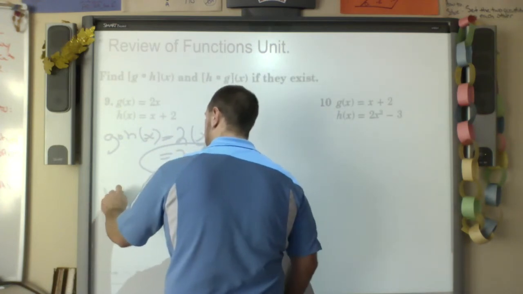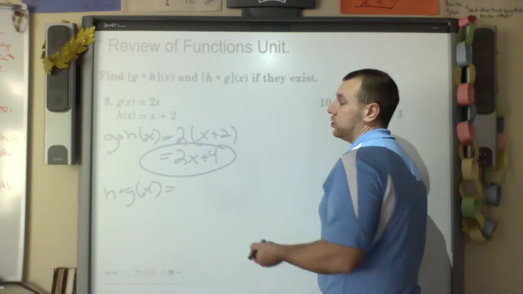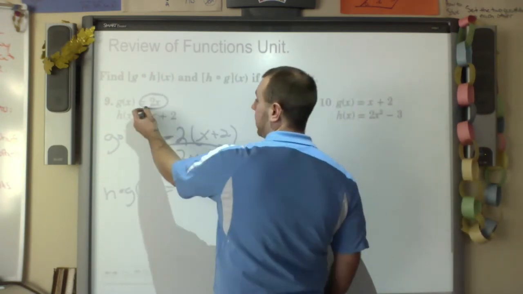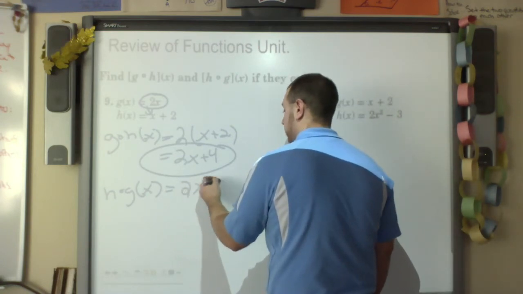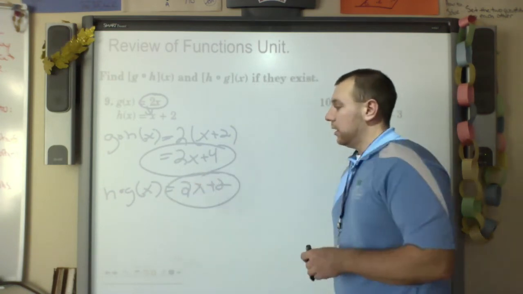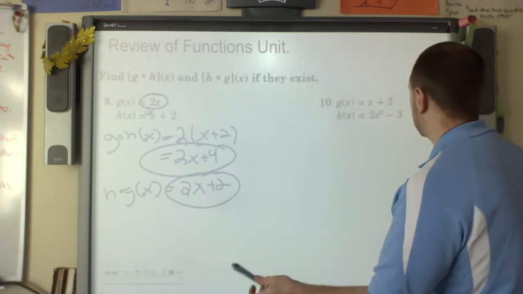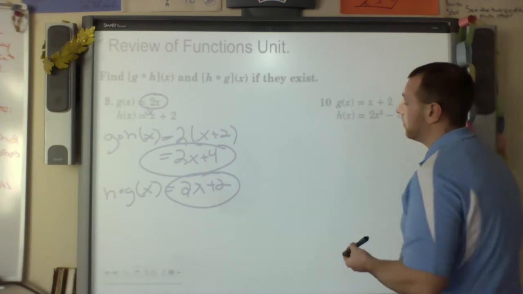The reverse of it is h of g of x. That takes my g function, my 2x, and I plug it in there. Well, that just becomes 2x plus 2. And that all it is, is substitution. The trick comes with problems like number 10 here.